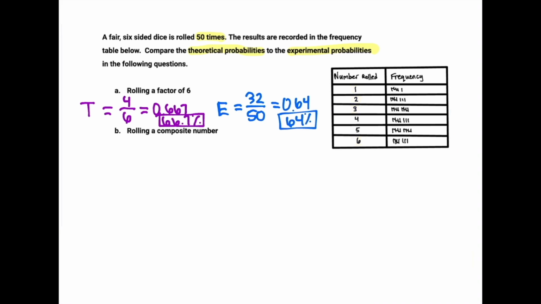I'll pause the video and try the next one on your own. It says rolling a composite number. Now let's see how you did.